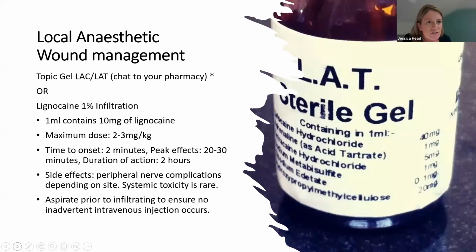Briefly, I did want to touch on LAT gel and wound management. If you're working in private, or in the emergency centre, you will certainly have access to topical LAT gel, which is a brilliant combination of local anaesthetics and adrenaline. It's a gel that anaesthetises the area, and secondary to the vasoconstriction, it kindly shows you exactly where the area is anaesthetised, because the skin will be blanched.